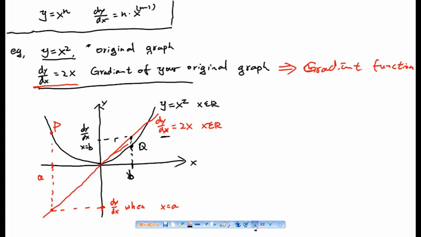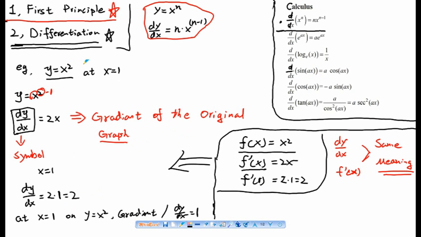This is basically how it works. When you are asked to find the gradient of any point on a graph, we find the differentiation of it, which is the gradient graph of the original graph, and we substitute the x coordinate into the dy dx graph, and we will find the answer there.